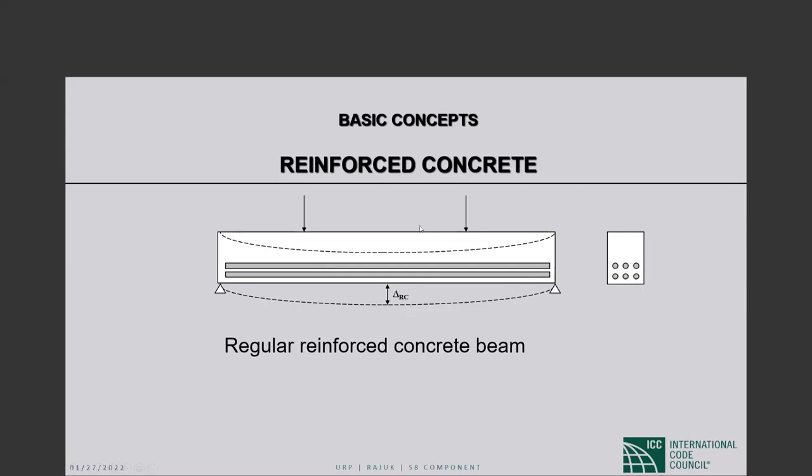Under positive bending moment, as you can appreciate, there will be tension in the bottom of the beam and compression on top of the beam. So concrete is reasonably strong in compression, but quite a bit weak in tension. And that's typical of any brittle material. It can be concrete, it can be glass, it can be rock, or any other brittle material.